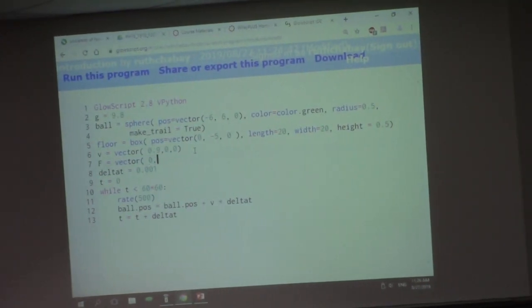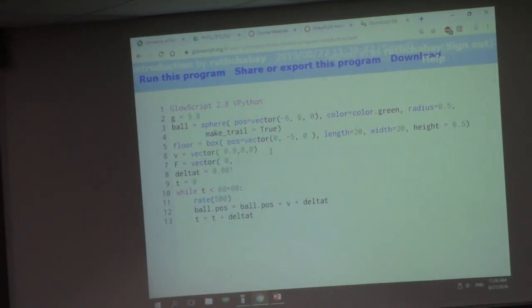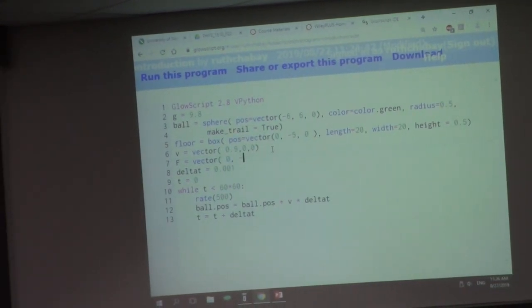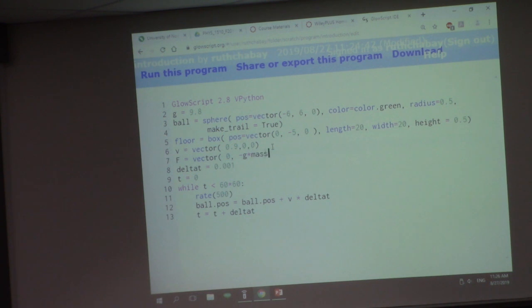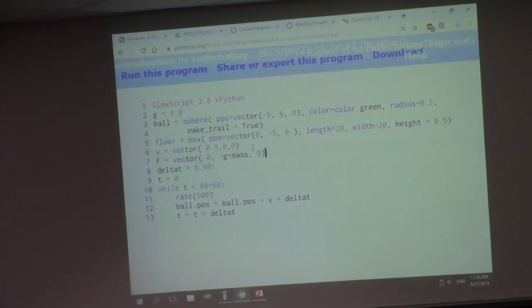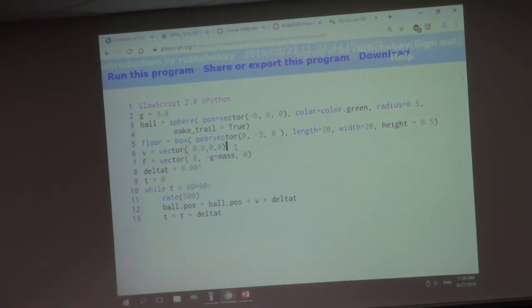Okay, it's not in the x direction. It's going to be in the negative y direction. So g times the mass of the ball, 0. And the computer's going to complain because we haven't told it what the mass of the ball is. So let's make that 0.2 kilograms.